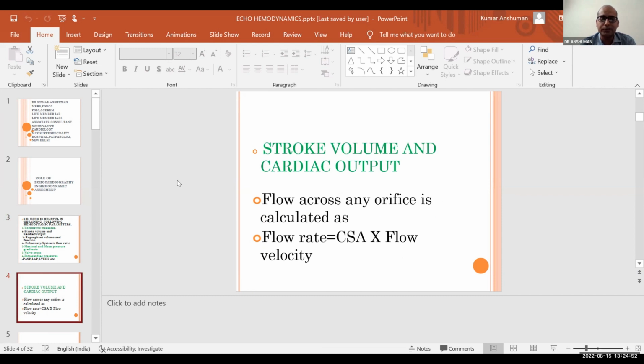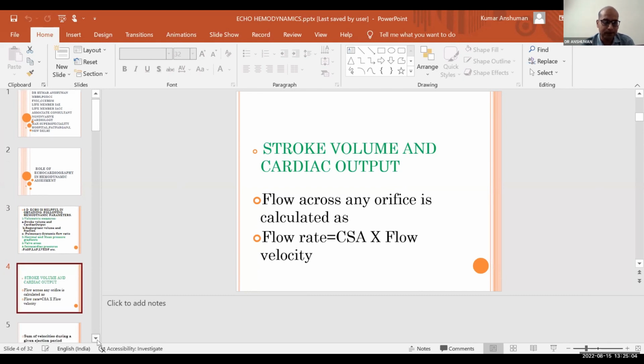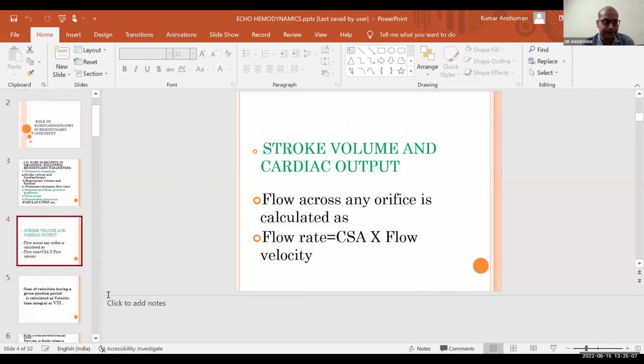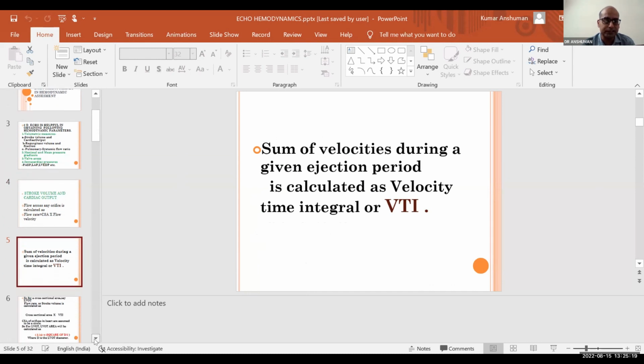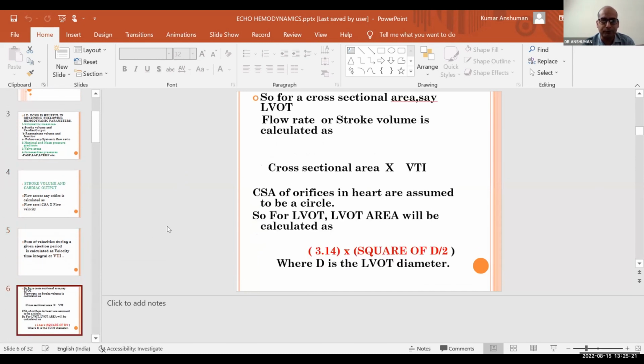So how will we calculate the stroke volume and cardiac output? Flow across any orifice is calculated as cross-sectional area times flow velocity. So this is the basic thing. Now, how will we approach it? The sum of velocities during a given ejection period is calculated as the velocity time integral, which is taken as an area. When you multiply the VTI with the cross-sectional area, it will give you the stroke volume.